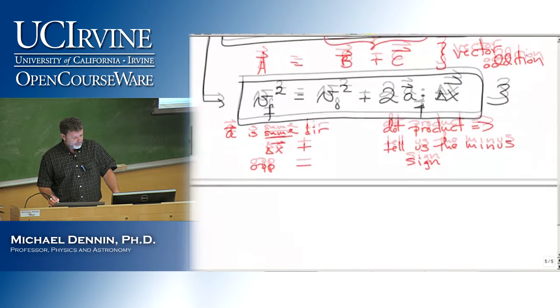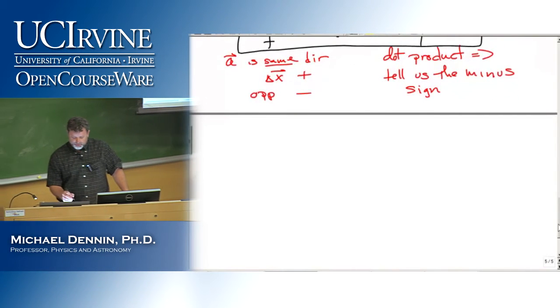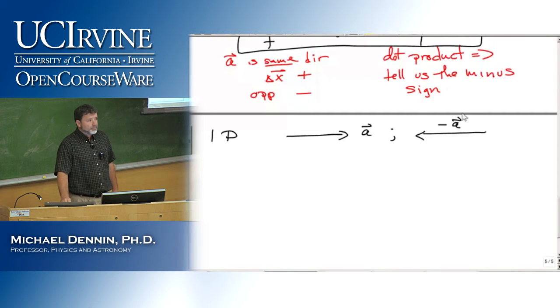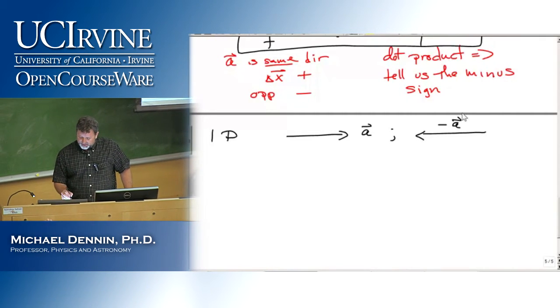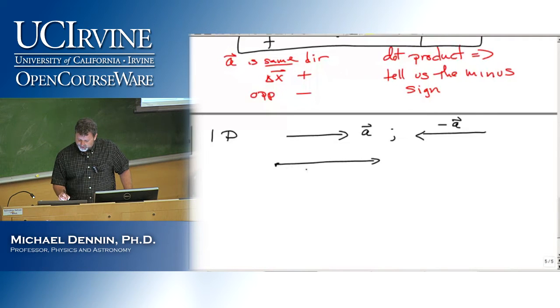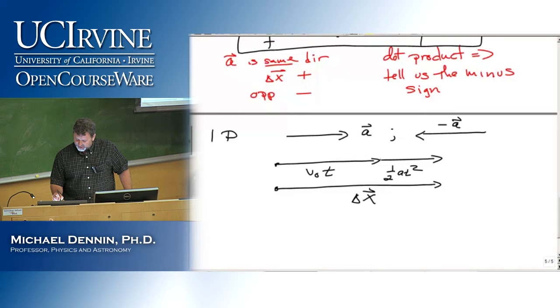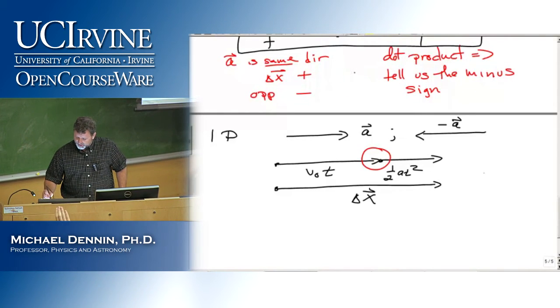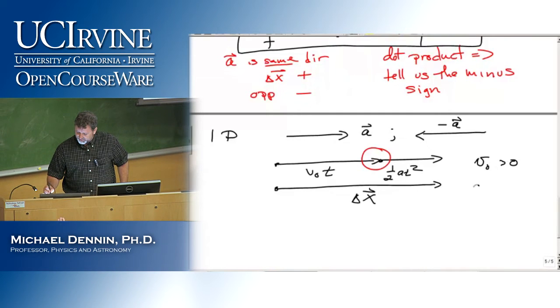And to go with that, you want to be able to draw your pictures. So remember, in 1D, this is the vector A, and then all you have to remember is that that's the vector minus A, the opposite of it. So it's pretty easy to draw things. If I have a v naught t, and I have a 1/2 at squared in the same direction, then that whole thing is delta x. And notice, the key piece here is the head to tail. This was where v naught was positive and a was positive, if that's the positive direction.